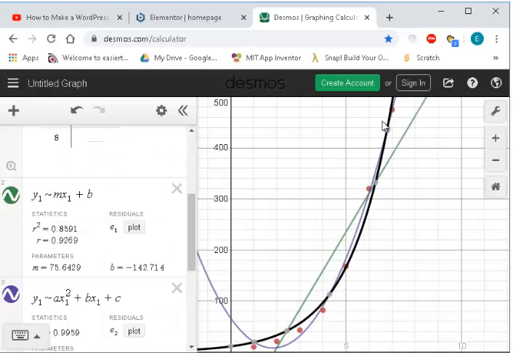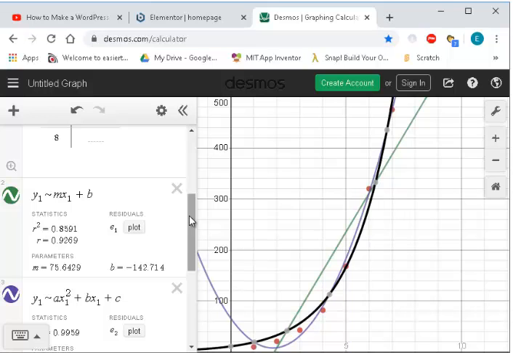Okay, back to decimals. This is the line of best fit, this is the exponential of best fit, and this is the quadratic of best fit. How am I going to use these graphs to find the values at 8 and 9?